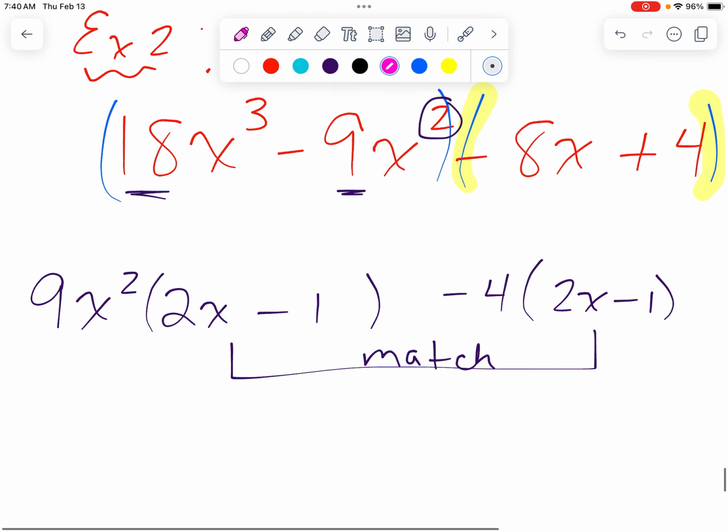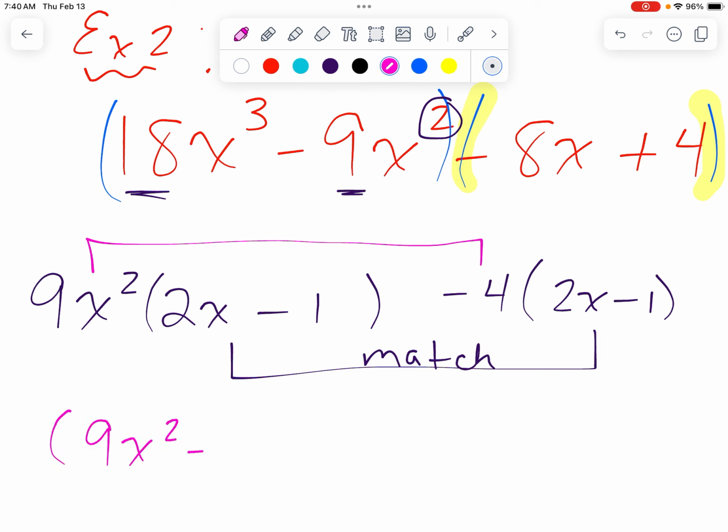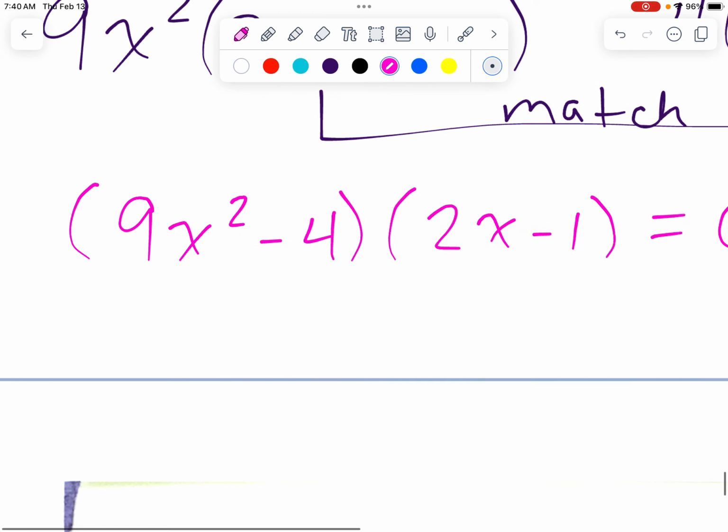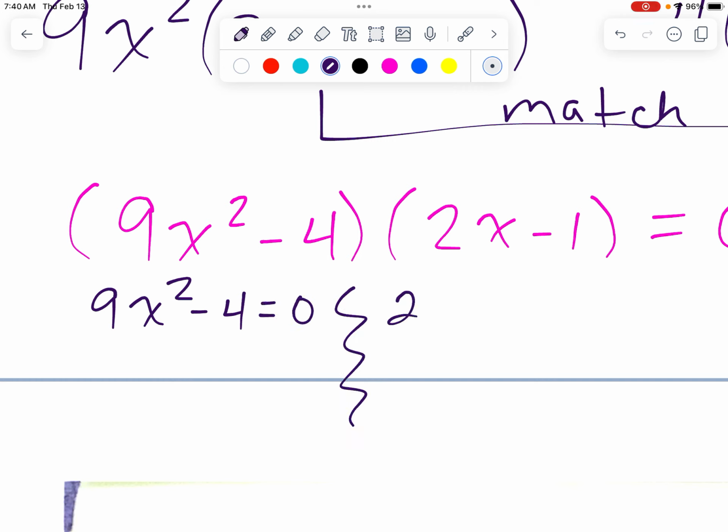So now we're ready to group. The outside terms are going to go together. So we say 9x squared minus 4, and then the match consolidates. And now we're ready to set these equal to 0. So let's set these equal to 0. So we have 9x squared minus 4 equals 0, and 2x minus 1 equals 0.